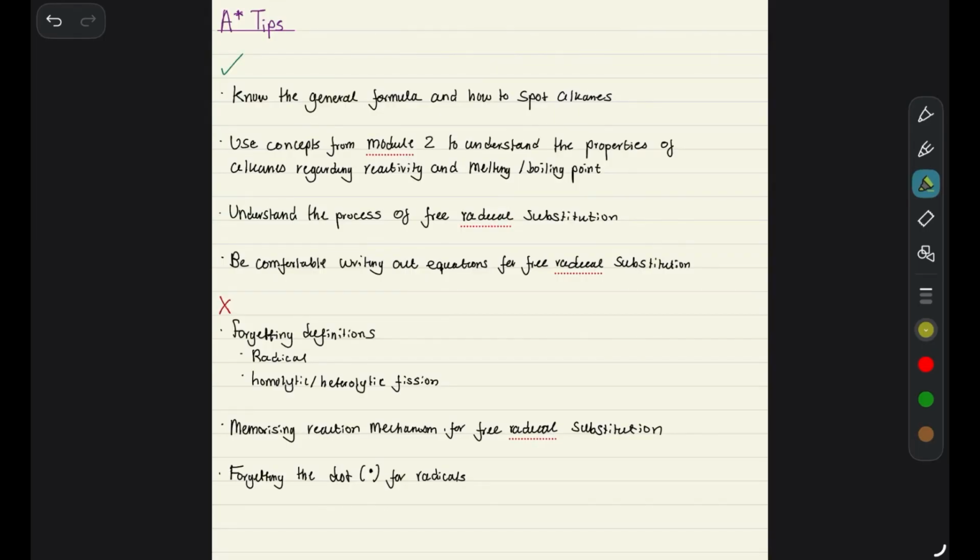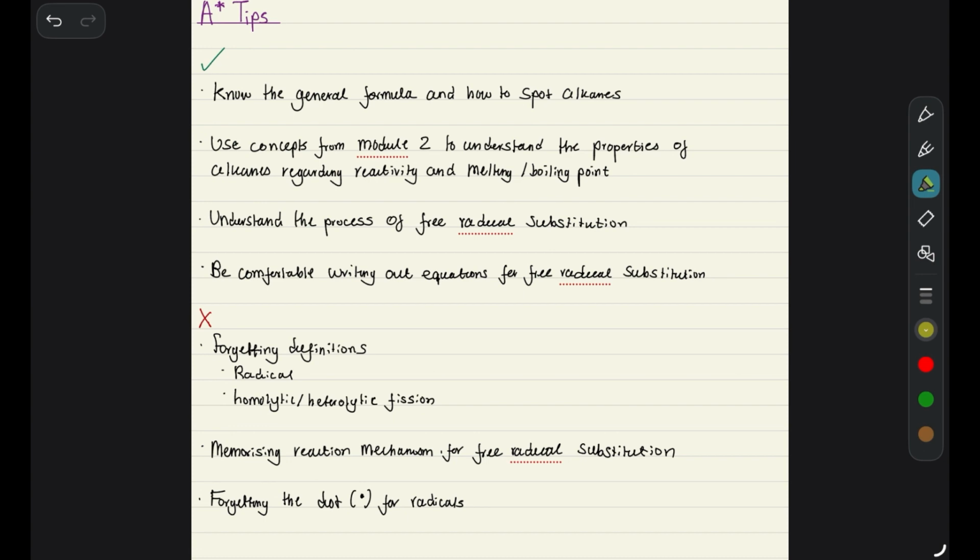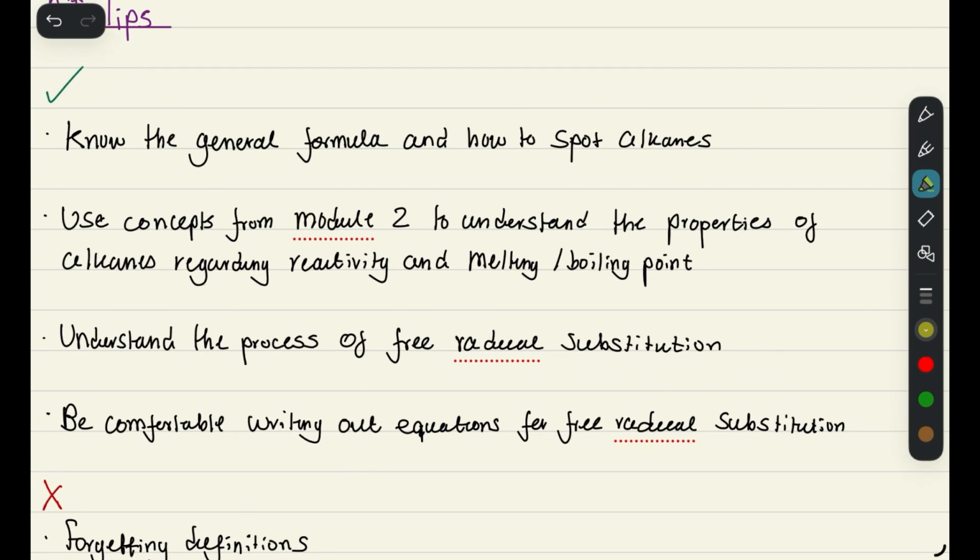Okay, I think that's been a lot of talking from me. So we're going to wrap it up with the A-star tips and send you on your way. So the general formula of alkanes and spotting alkanes with your displayed formula and skeletal formula is a very, very useful skill that you should have in A-level chemistry. Make sure that that's easy for you, because it will help you so much when you're doing questions. Just noticing that this is an alkane. There's not much I can do with this.